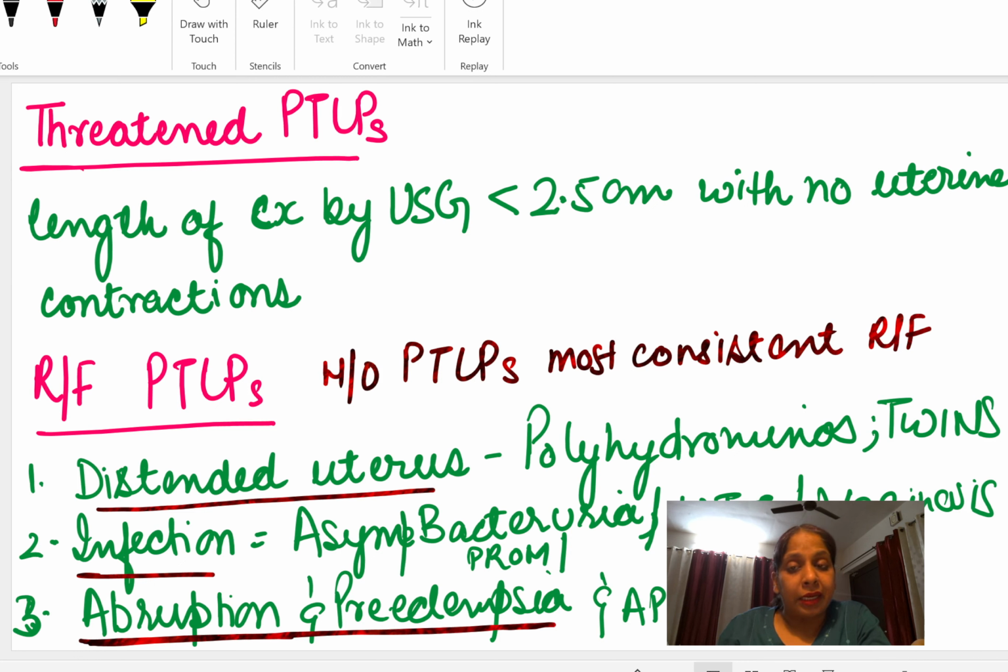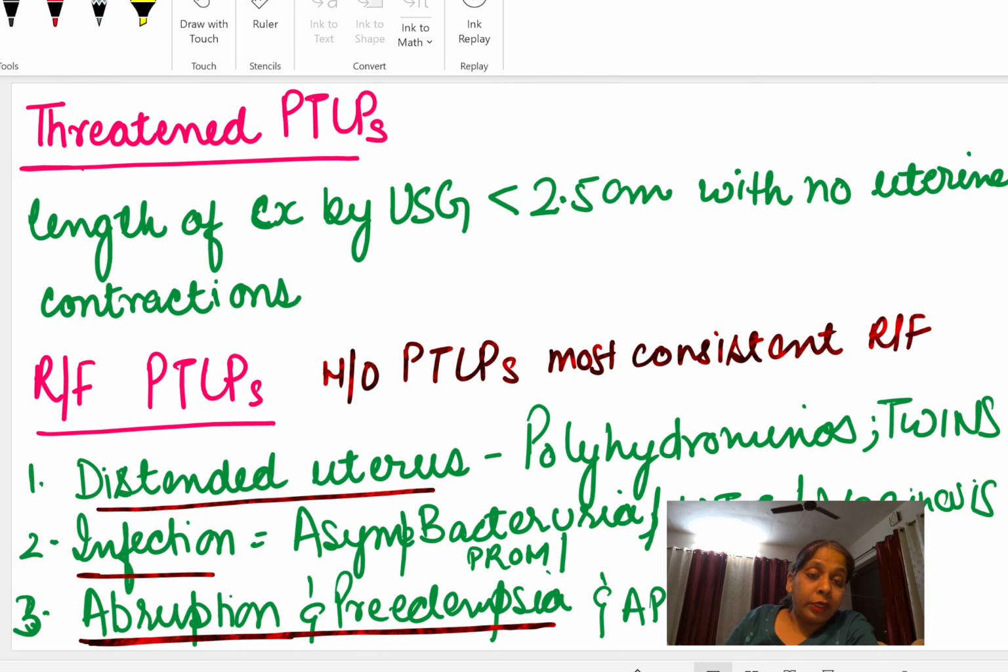In the distended uterus there is a risk of preterm labor pains because there is polyhydramnios. In the distended uterus there is a risk of preterm labor pains because the uterus gets distended and there is release of prostaglandins which induce the labor pains.